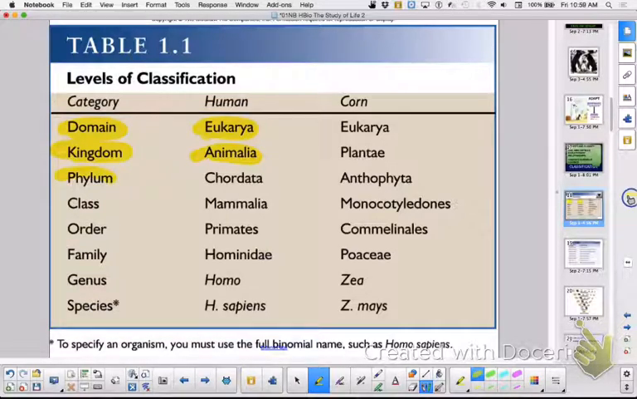Our phylum that we belong to is Chordata. That's because during our embryonic development, we have a notochord. We are part of a subphylum called Vertebrata, where we have vertebrae that develop around our spinal cord. We'll be talking about that later. The class we are in is Mammalia.